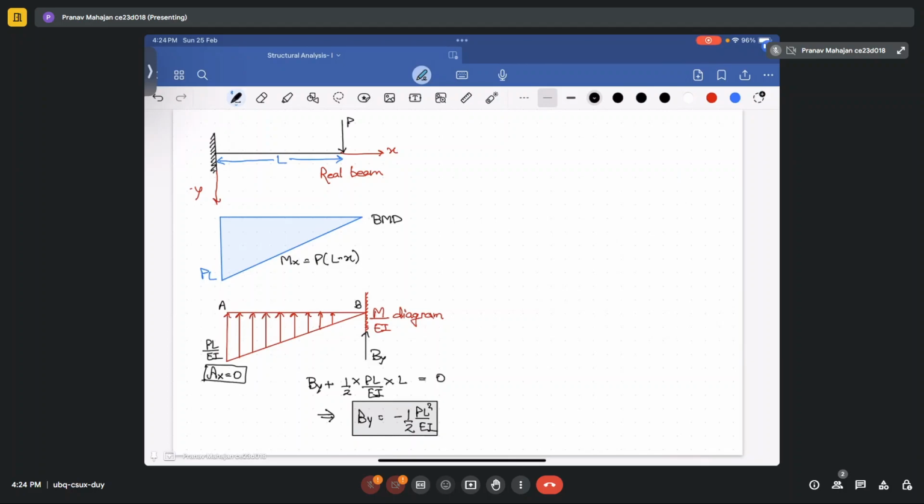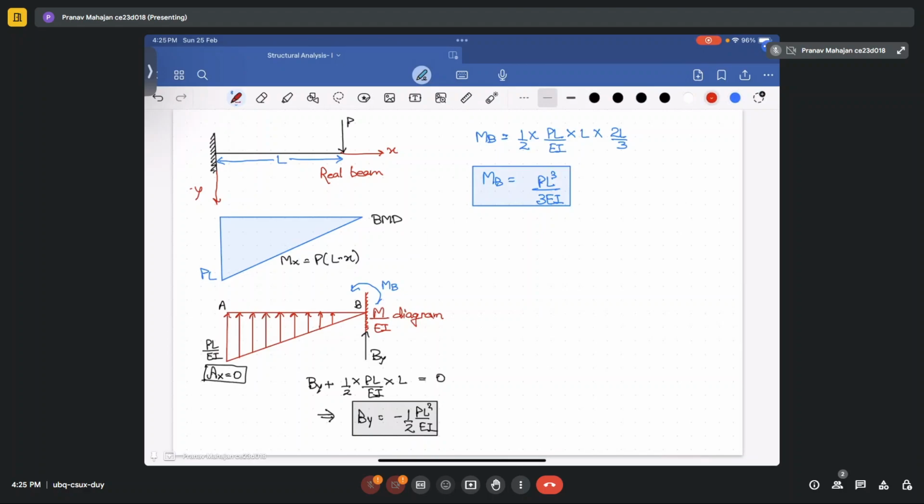Now if you want to calculate the value of moment also, how will the moment be? This will be your moment MB. So your MB will be equal to 1 by 2 into PL upon EI into L. This is your load and it is acting at 2L by 3. So your MB will become PL cube upon 3EI.